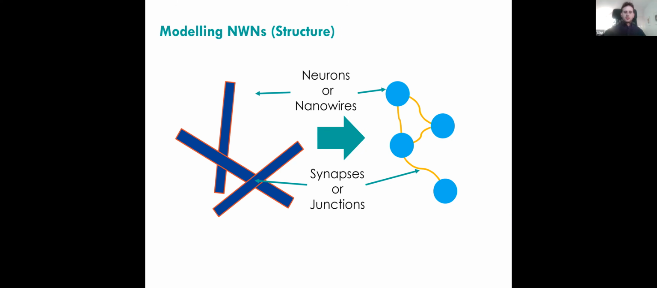Great. One really interesting thing about nanowires is we can model them in a graphical representation where we take the wires and represent them as nodes. And whenever there's a synapse or a crossover between the junctions, we can represent those as edges. And so that really helps us to look at the structural properties and also the functional connectivity of these networks.